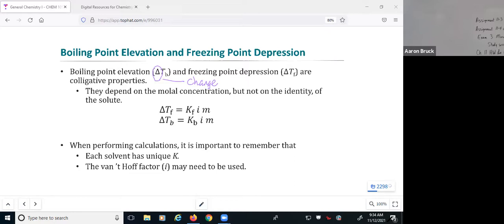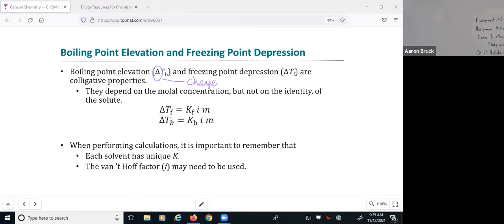And so we can see that the changes in those temperatures depend on three factors. And you know these three factors already, well, at least two of them. One, the van 't Hoff coefficient, the van 't Hoff factor. We talked about that on Monday when we talked about osmotic pressure.